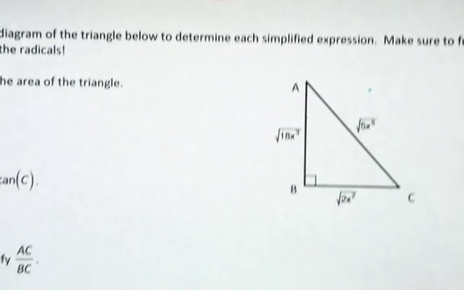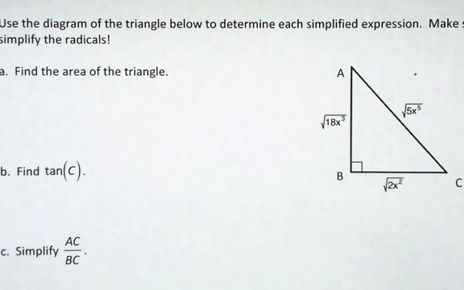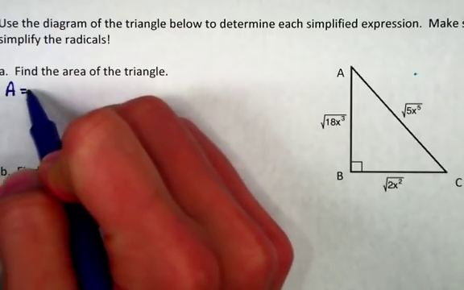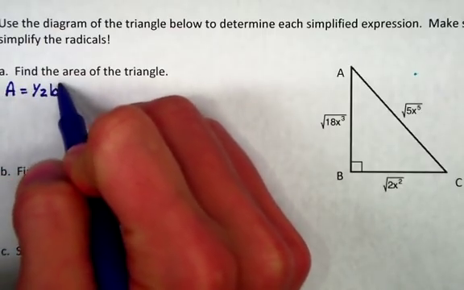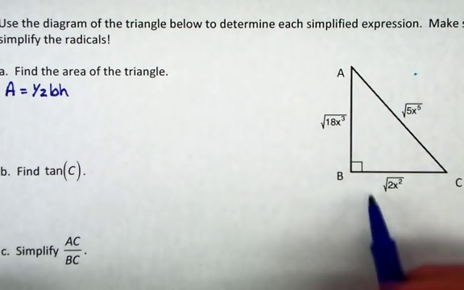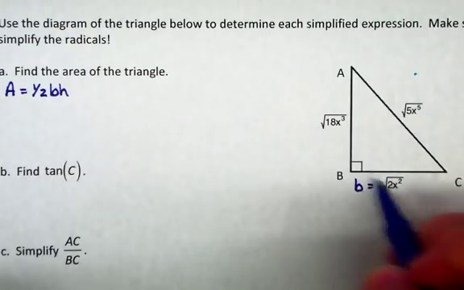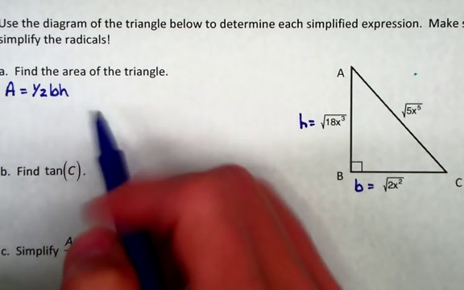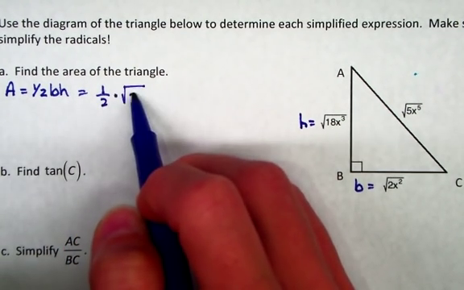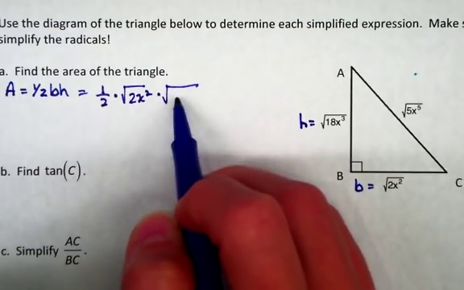All right, for number 2, we have this triangle, and we want to first find the area of the triangle. So we know the area of a triangle equals 1/2 the base times the height. So we look over here. Here's my right triangle. This is the base, and this is the height. So base and height. So then we get 1/2 times root 2x squared times root 18x cubed.